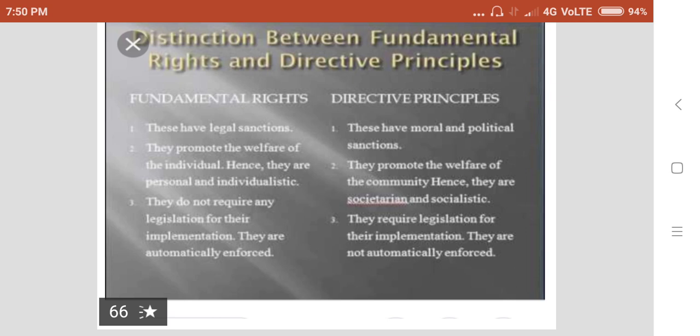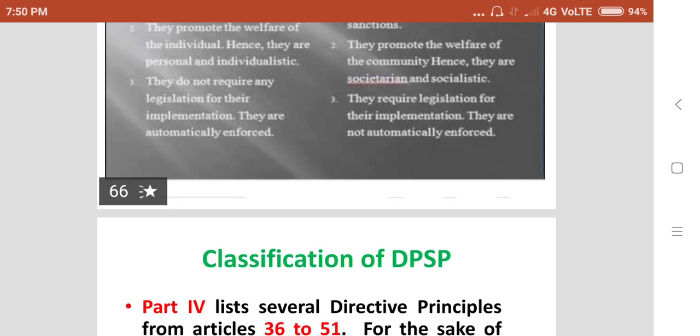But on the other side, directive principles have moral and political sanctions. They promote the welfare of the community, hence, they are social, societarian, and socialistic. They require legislation for their implementation. They are not automatically enforced.